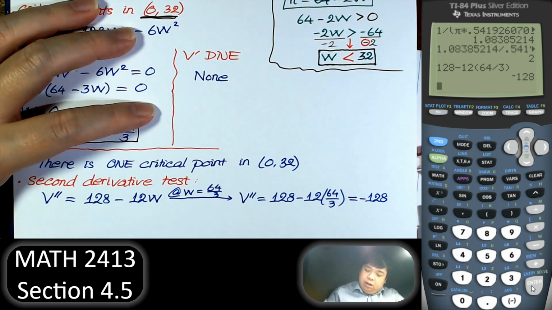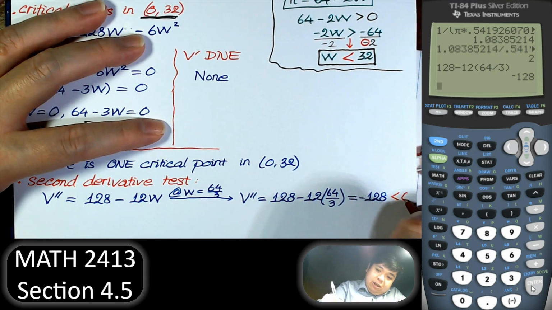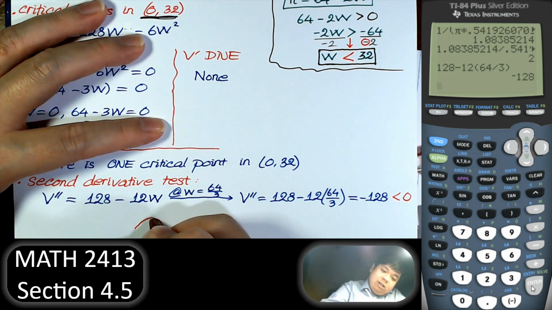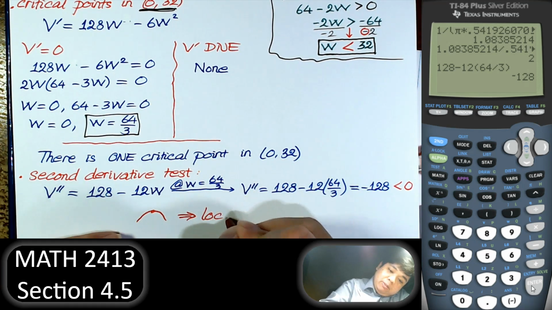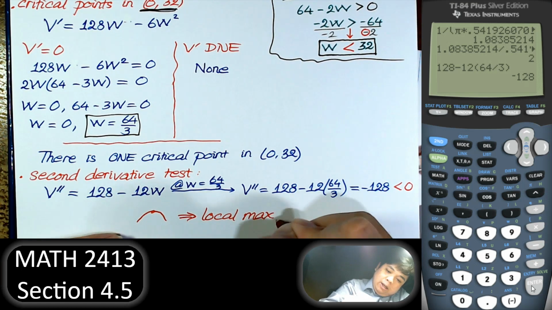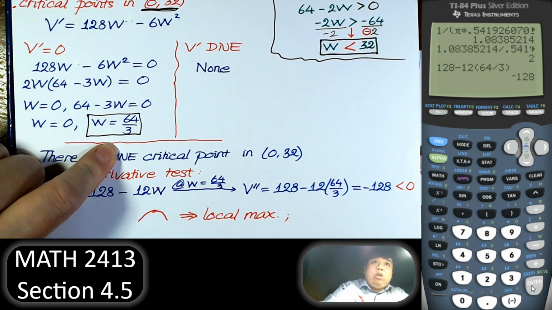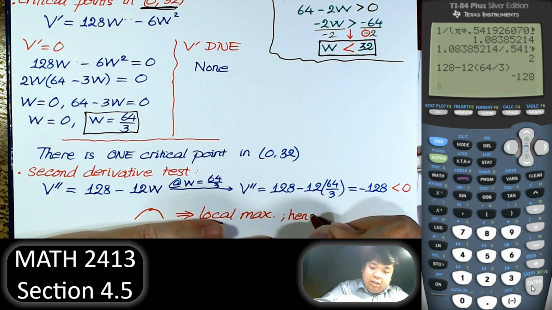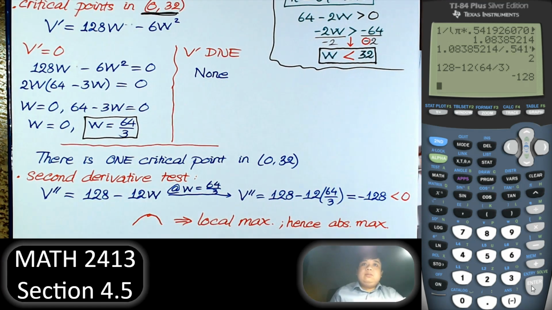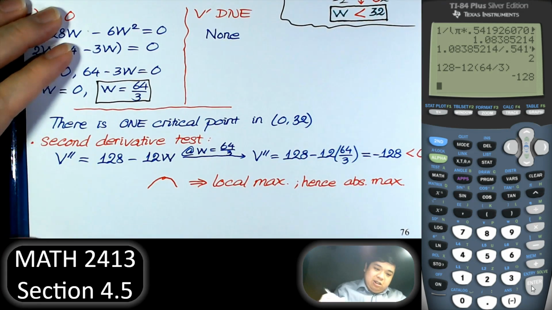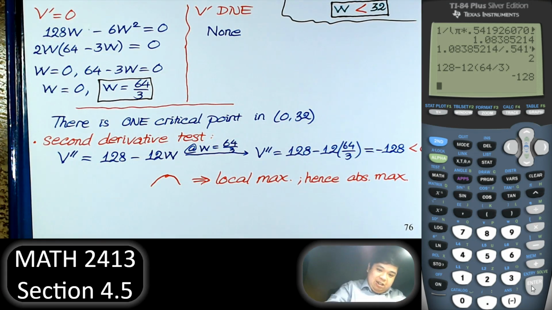Because this one is negative, meaning that it is concave down, that point is the local maximum. If it is the local max, because it is the only critical point, it is also the absolute max. So we have that. Now the conclusion at the end.